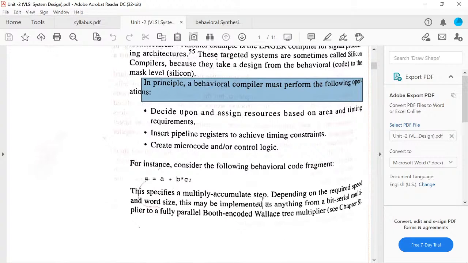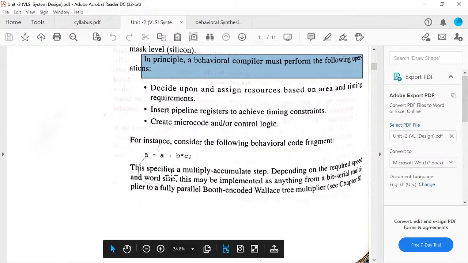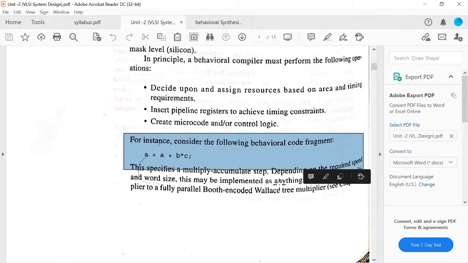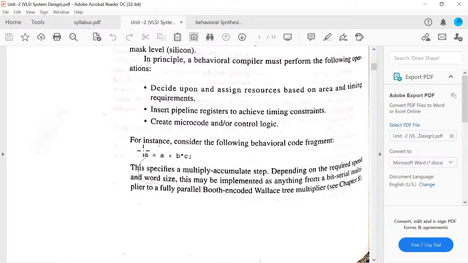That behavioral synthesis is not able to fulfill properly. So to understand this behavioral synthesis, one example is given here. This one is in the form of simple language: if any variable a is there, and in the next step this a is multiplied with some bc terms. So we provide it into some bit serial multiplier.